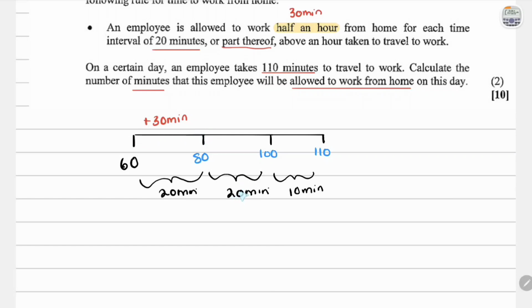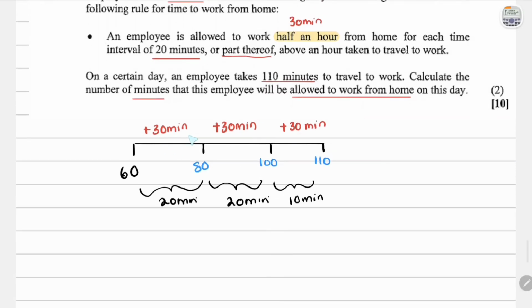Then we have another 20 minutes that they spent traveling. So you get to work for 30 minutes from home again. And then another 10 minutes. Remember, they say "all part thereof," so it doesn't have to necessarily just be 20 minutes. But even if it's a part of 20 minutes, you still get rewarded to work from home for 30 minutes.